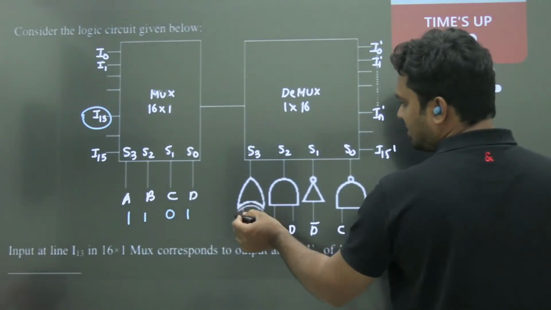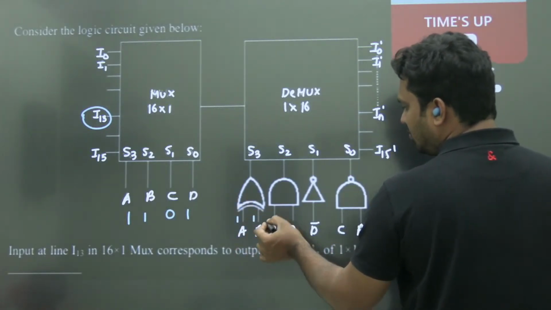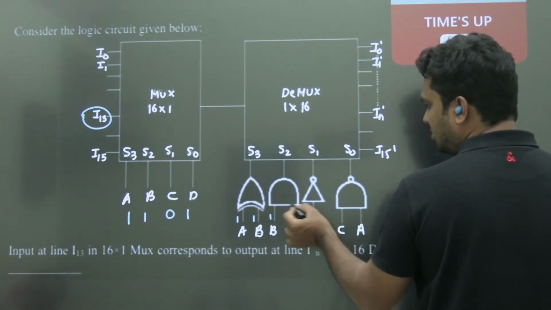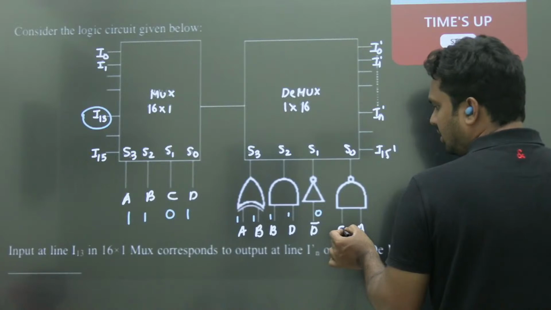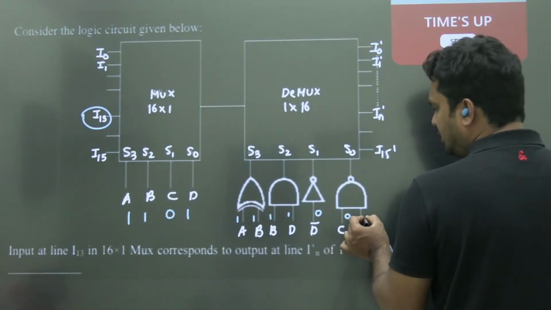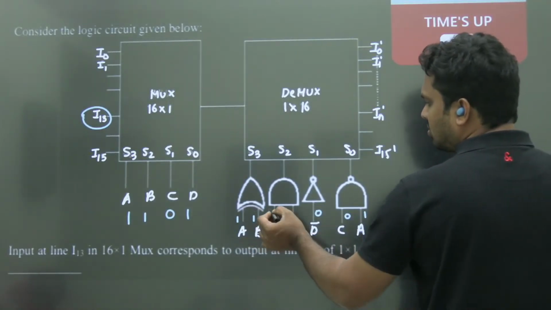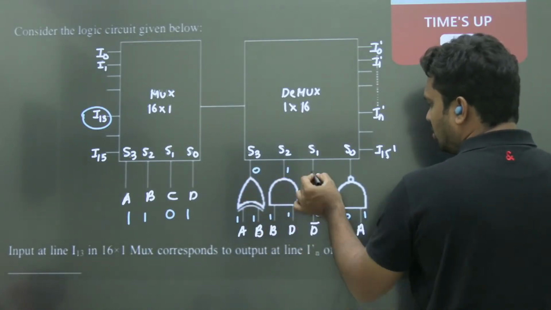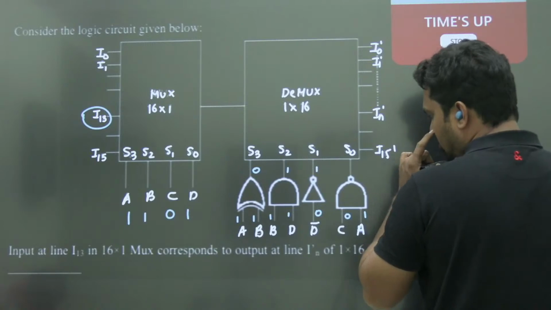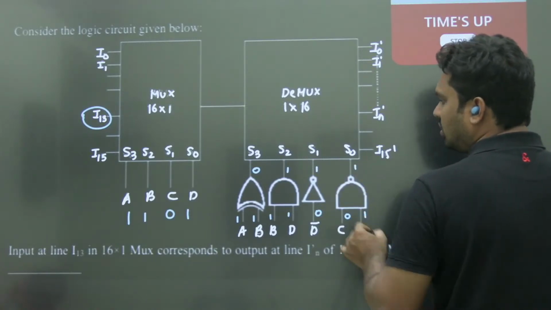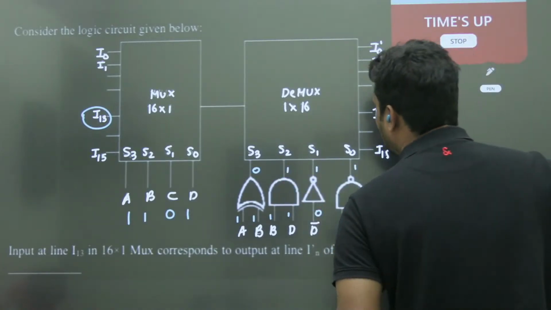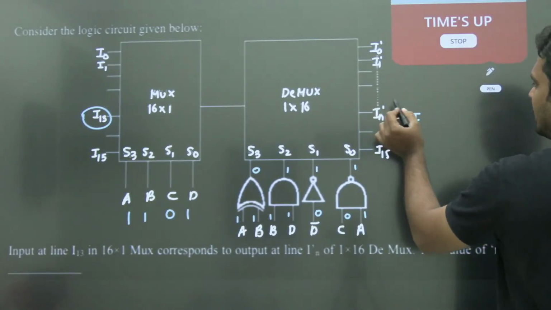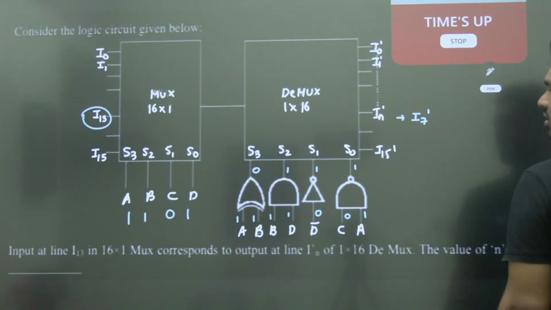So firstly, understand 1101 is the input. D bar means 1 bar, 0. Here C is 0, A is 1. 1 XOR with 1, 0. 1 into 1, 1. 0 bar, 1. 0 into 1, 0. Whole bar is 1. So here the input selected is 7. So what do you get here? IN dash, it is I7 dash. Got my point?